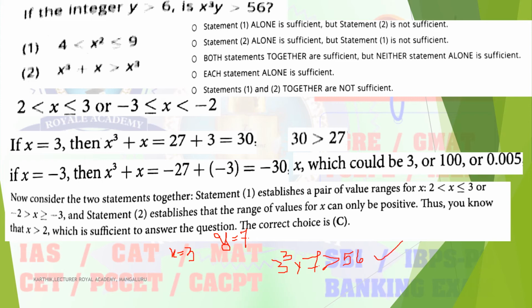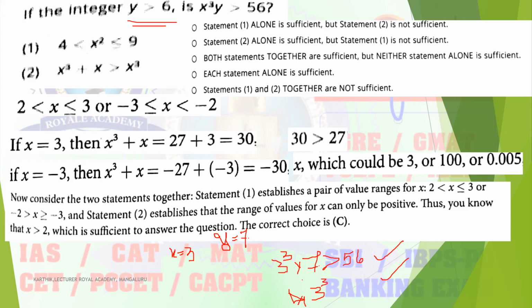So it is always yes. Why? Because 3 cube is 27, and 27 into y, where y should be greater than 6. So you can easily tell that this is yes. If you try another value, 4 cube is not possible. Only 3. x is fixed.